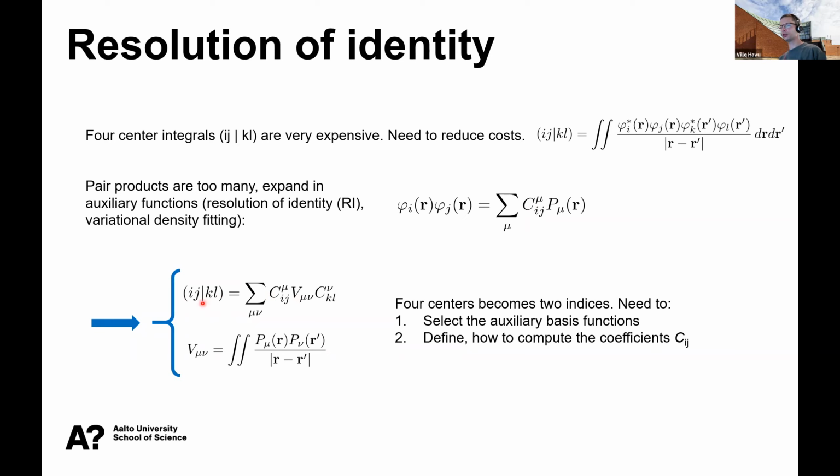So your four-center integrals turn into a product of matrices, and it becomes two indices, mu and nu. The Coulomb matrix here is just the Coulomb interaction between the auxiliary basis functions. Now all that remains is to select the auxiliary basis functions and define how to compute the coefficients Cij, because this is just a definition of what you would like to achieve, not really how you do it. There is no metric, for instance, for how to do the calculation.